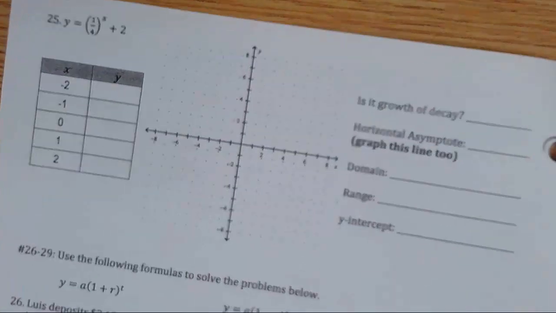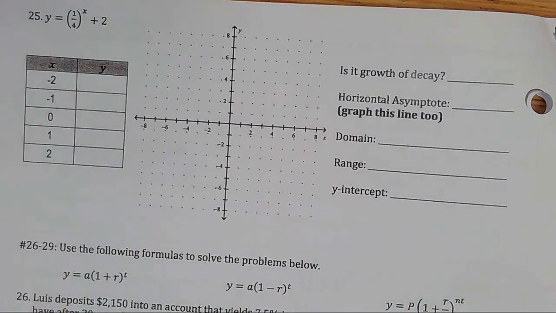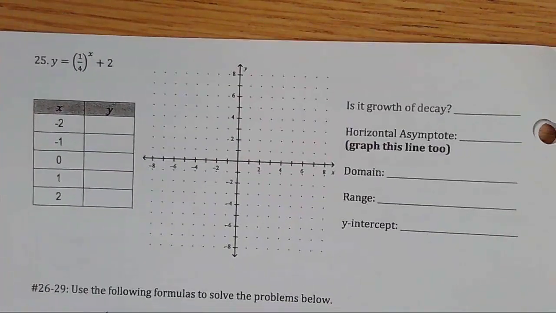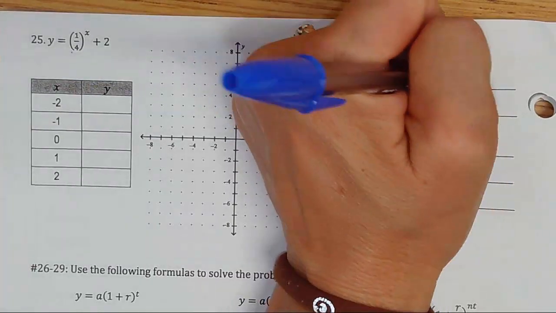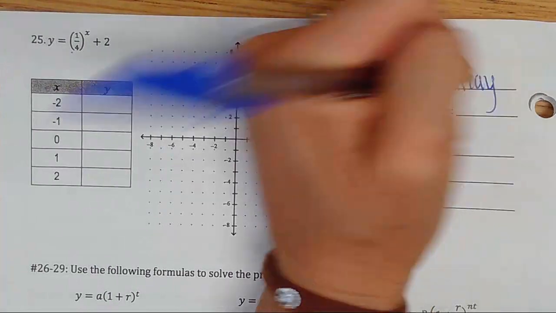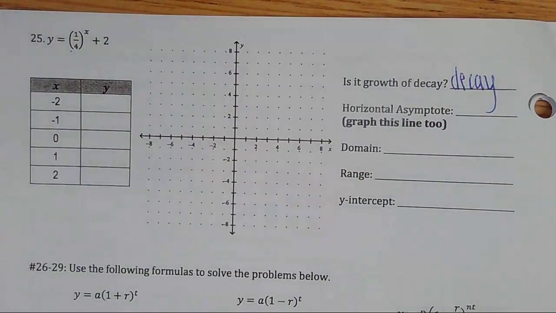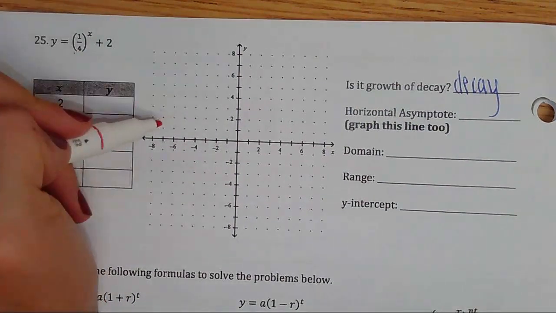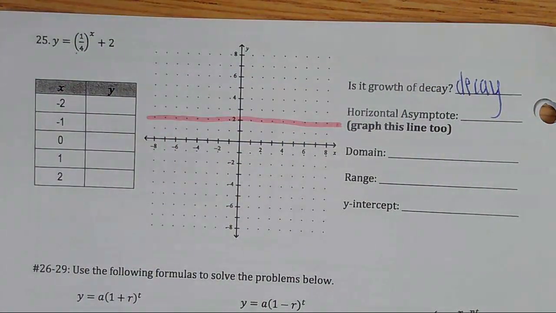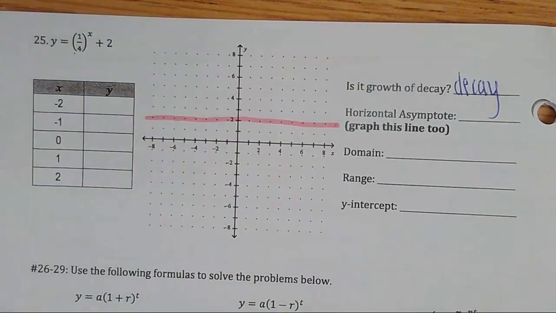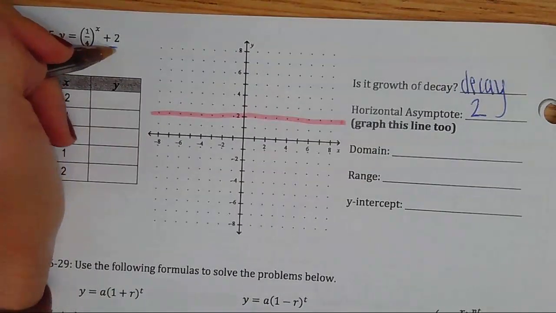Here we go. Well, first of all, we're going to look at our common ratio, and it's 1/4, which is less than 1, so this is going to be decay. And my horizontal asymptote, if I see, since this is 2, I'm going to graph that y equals 2 line. And I know that my graph is not going to go past that. So 2, because I look right here.